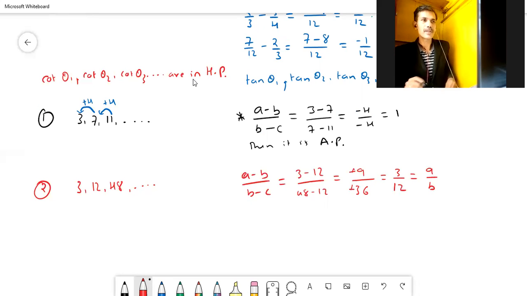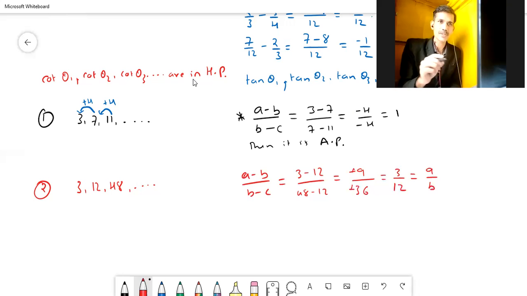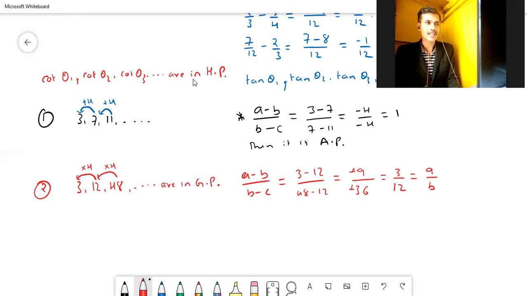If you get it like that, if this ratio is a upon b, then the given sequence is in geometric progression. Easily you can identify. In a geometric sequence, except the first term, the remaining terms are obtained by multiplying a fixed number to the previous term. 48, how is it obtained? By multiplying 12 with 4. Like that.